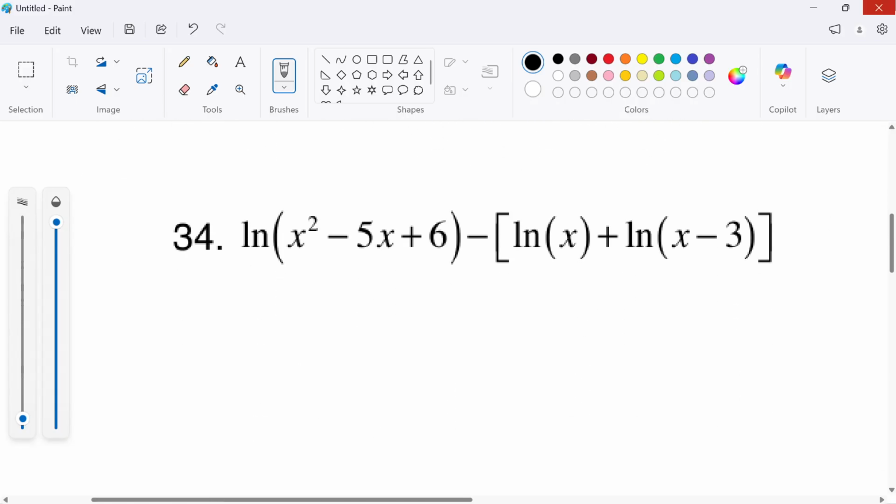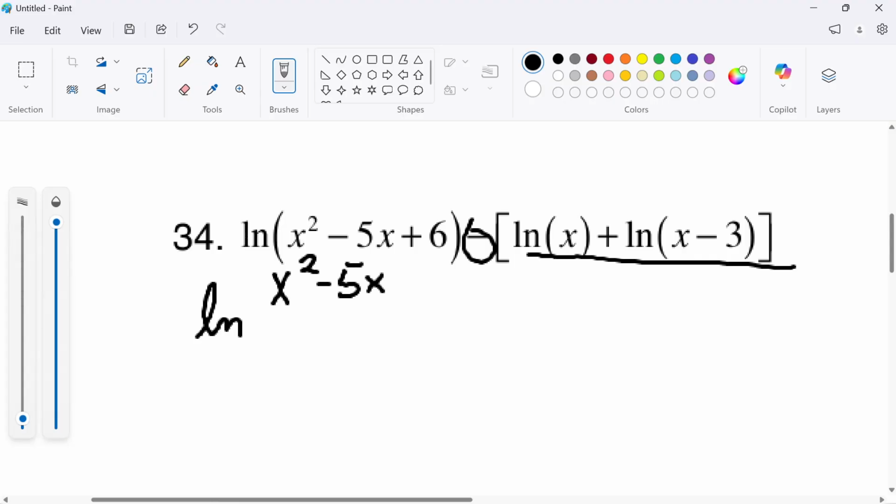So now this one I have to contract, and since this is the negative, these two are plus, they're going to be in the bottom multiplied. So this is going to be natural log of x squared minus 5x plus 6 divided by x times x minus 3. See, those go on the bottom because of that minus sign.